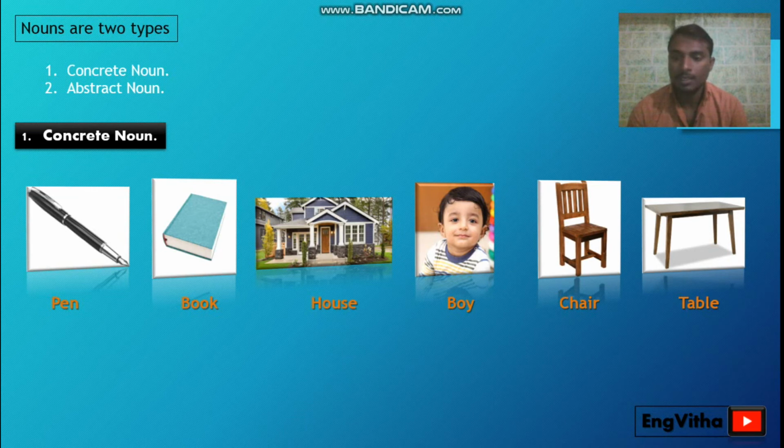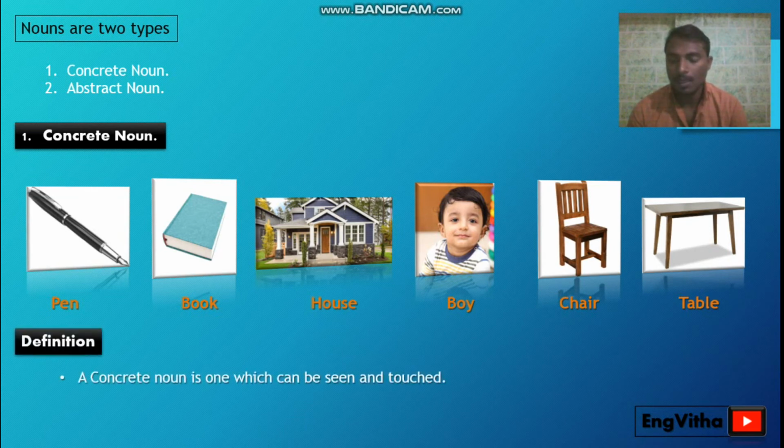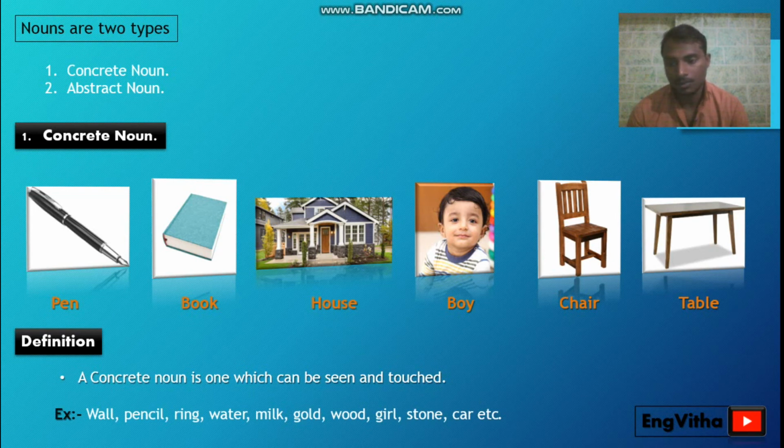So we define it thus: a concrete noun is one which can be seen and touched. Let us take pen as an example. We can touch a pen and see it. And a book also can be seen and touched. So the rest of the things also can be touched and seen. So these are a few examples of the concrete noun.